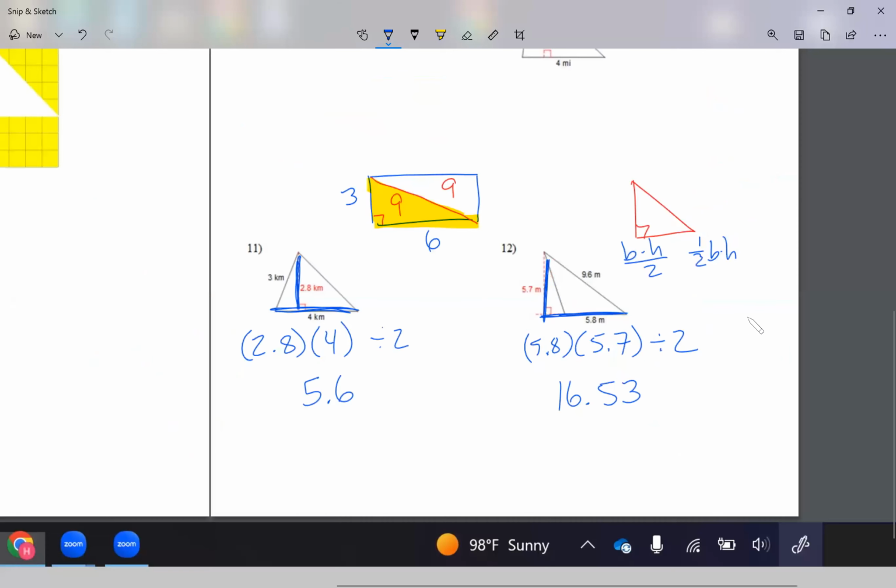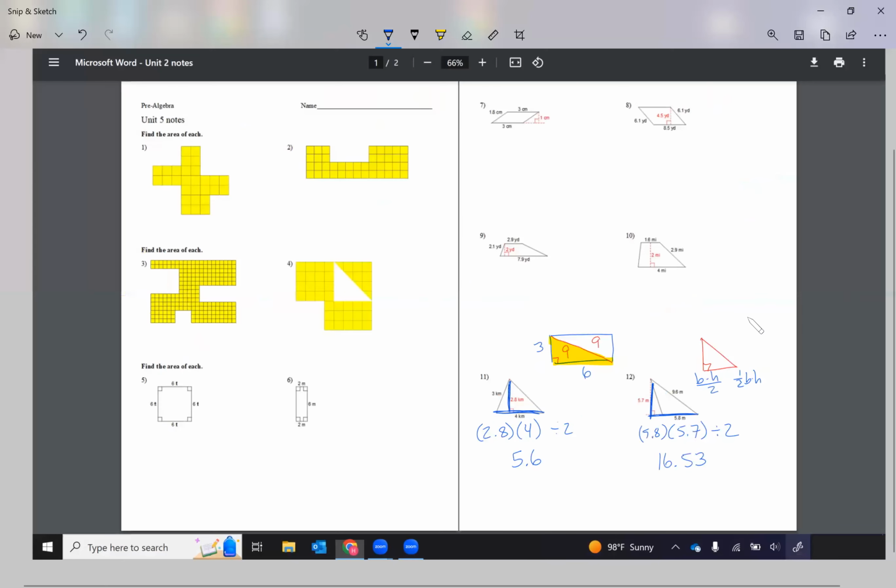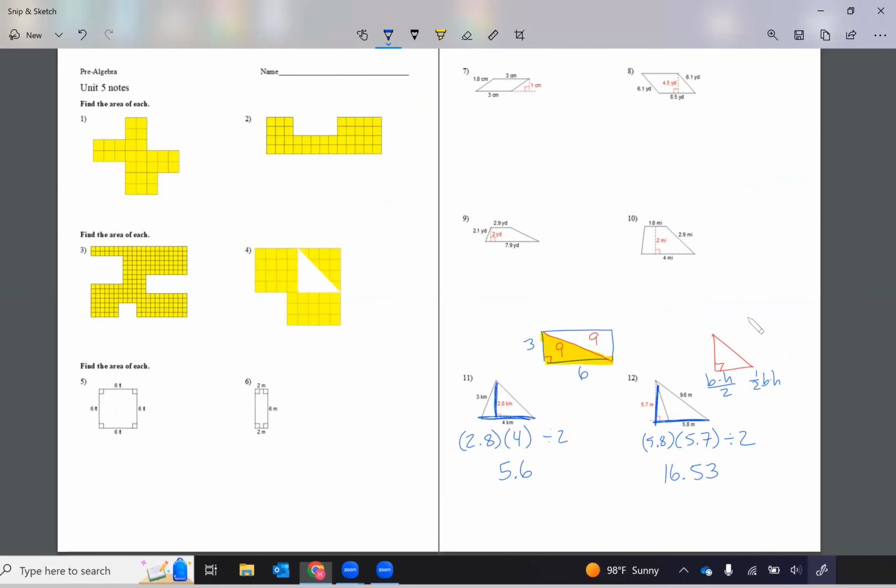Now, let me remind you of everything we saw this unit. We started by just counting squares. Then we saw rectangles, parallelograms, trapezoids, and now we're finishing with triangles. For next unit, just to give you guys a heads up on what's coming up, I'm going to start combining figures. I'm going to combine figures. It's going to be a little more interesting.